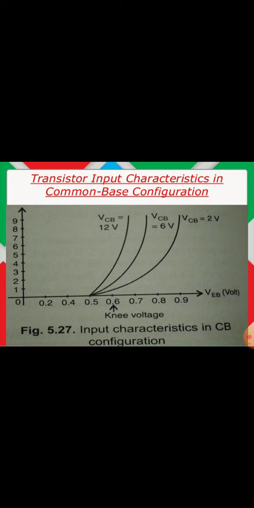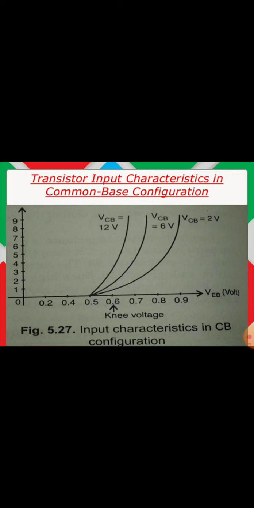In the input characteristics of a typical transistor in CB arrangement, the emitter current increases with a small increase in emitter-base voltage. It means the input resistance is small. Next, the emitter current is almost independent of collector-base voltage.